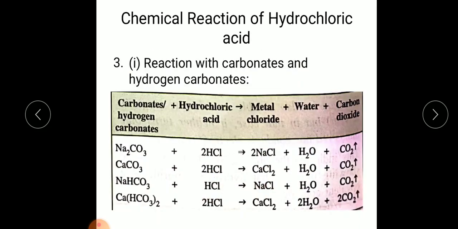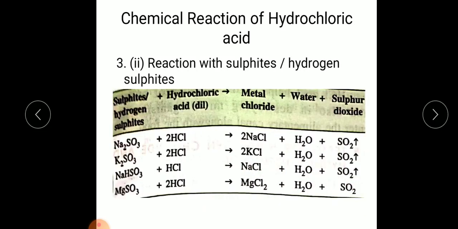Next is reactions with carbonates and hydrogen carbonates. When carbonates and hydrogen carbonates react with hydrochloric acid, they form metal chloride, water and carbon dioxide. When sodium carbonate reacts with HCl, it forms sodium chloride, water and carbon dioxide. Similarly, when you take sodium bicarbonate, it forms sodium chloride, water and carbon dioxide. This is the reaction of hydrochloric acid with carbonates and hydrogen carbonates.